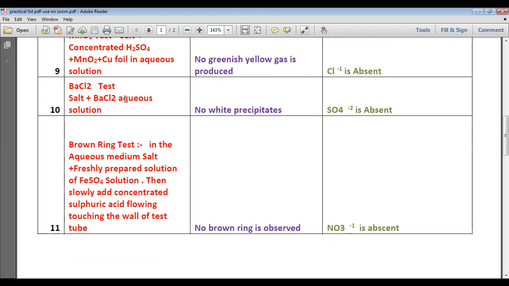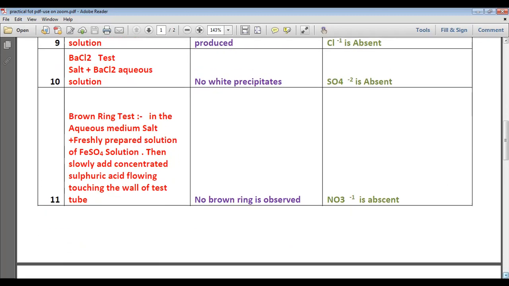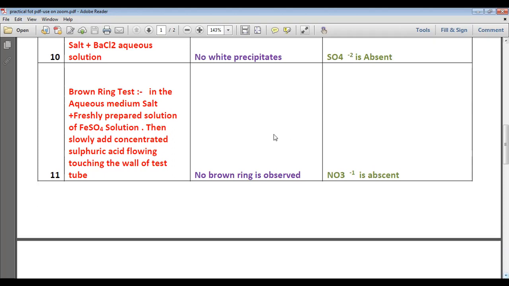We'll take the aqueous solution of barium chloride and the aqueous solution of salt. That is known as the barium chloride test. So the salt is mixed with the aqueous solution of barium chloride. There are no white precipitates produced, and that is why we can say that sulfate ions, SO4 minus 2, are absent. We'll perform a test which is known as the brown ring test.